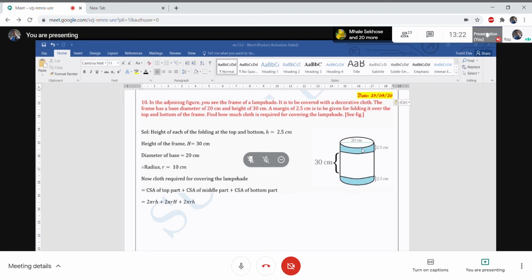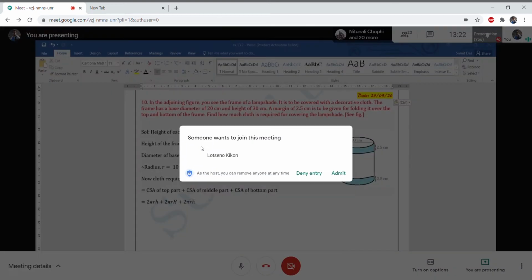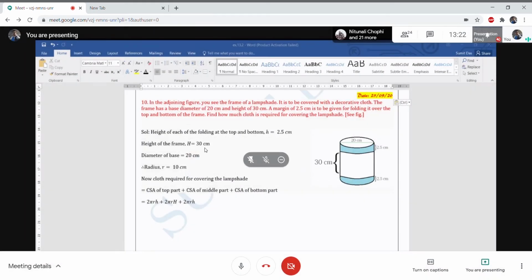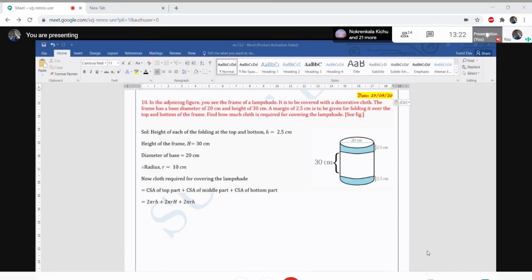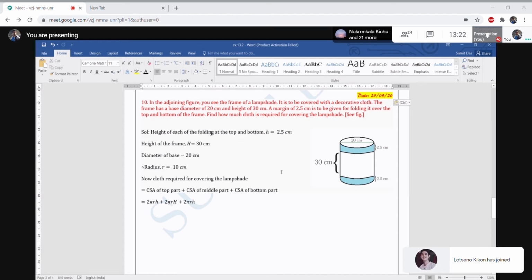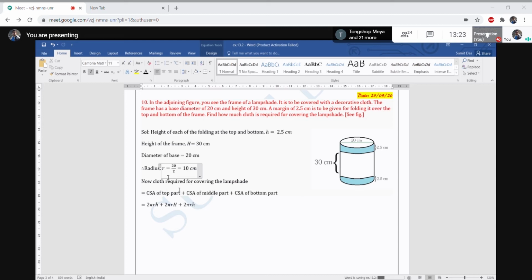We are denoting this small height by small h, and the height of the frame, I mean height of the lamp, we are writing capital H, that is equal to 30 centimeter. You can use h1 and h2 also. Now the base diameter is given 20 centimeter. So what will be the radius of the base? Radius will be 20 by 2, which is equal to 10 centimeter. So we already got the height and the radius we need.